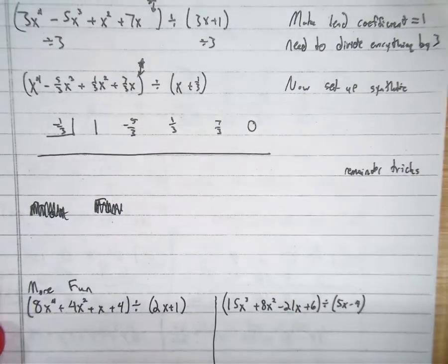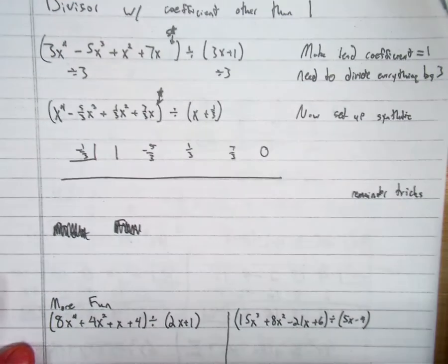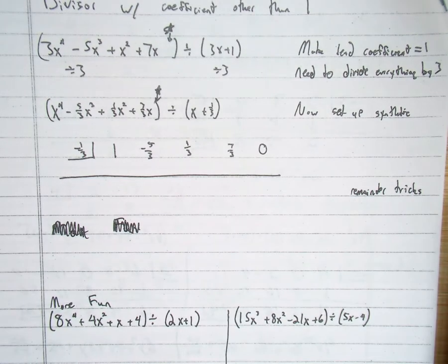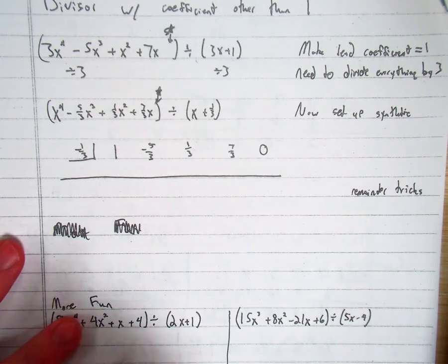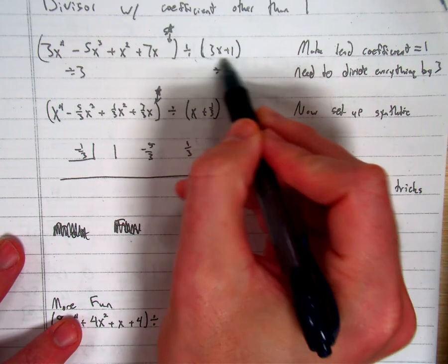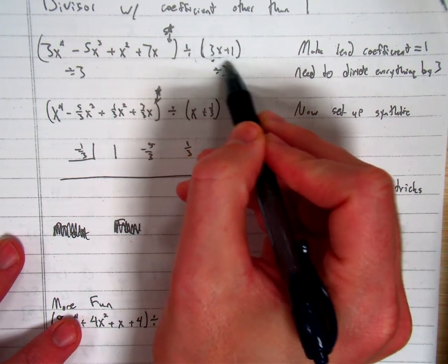What if our number is not like a single x? What if there's a number in front of our x and what we're dividing by? Whatever we're dividing by, we need this to be a regular x. So whatever this is, we divide by 3.